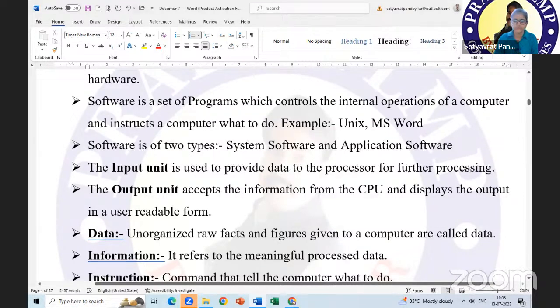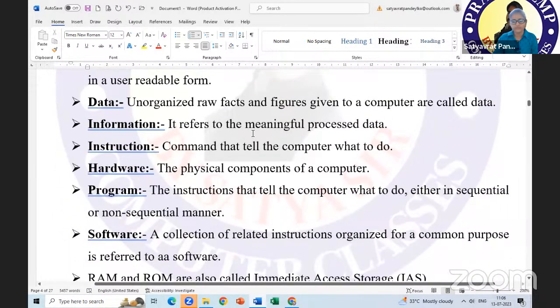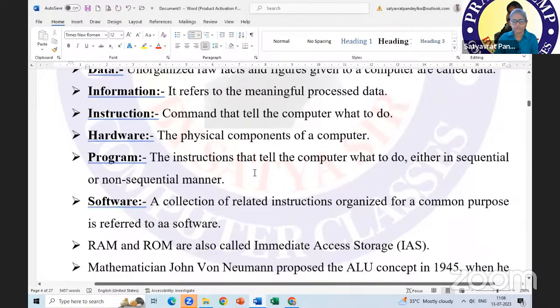The input unit is used to provide data to the processor for further processing. The output unit accepts the information from the CPU and displays the output in a user-readable form. Data. Unorganized raw facts and figures given to a computer are called data. Information. It refers to the meaningful processed data.